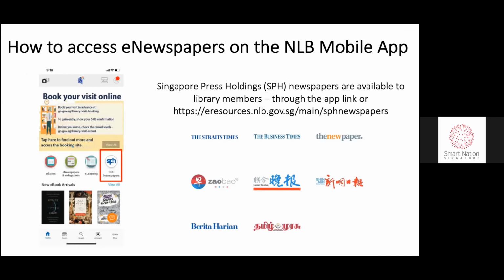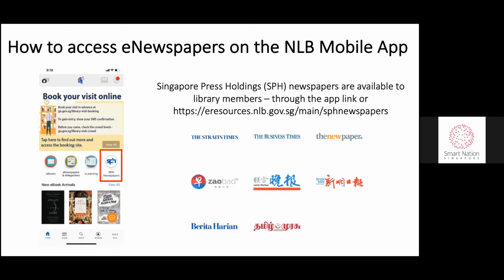So just to also share the steps again. Once you open the NLB mobile app, you will see 4 circles in the home page. You click on SPH newspaper, then you'll be redirected to your mobile browser. Then in the list of papers below, you can see papers like Straits Times, Business Times, New Paper, and so on. So just tap on.